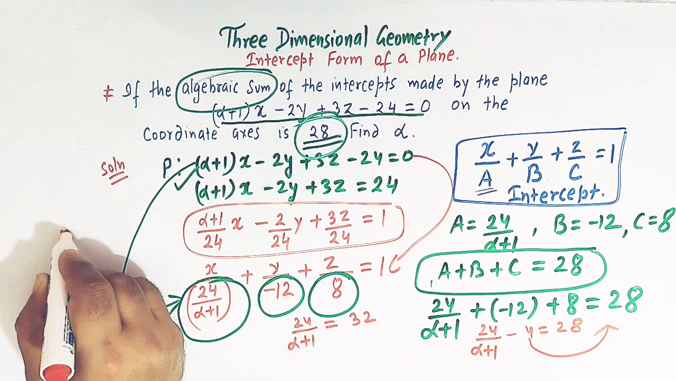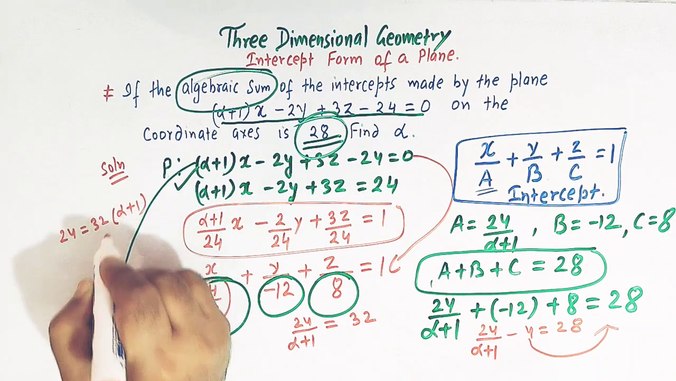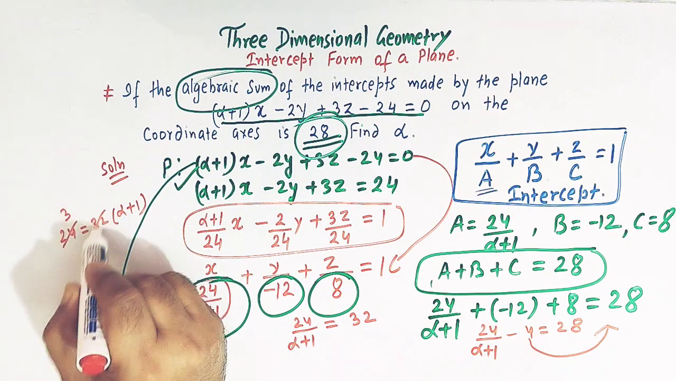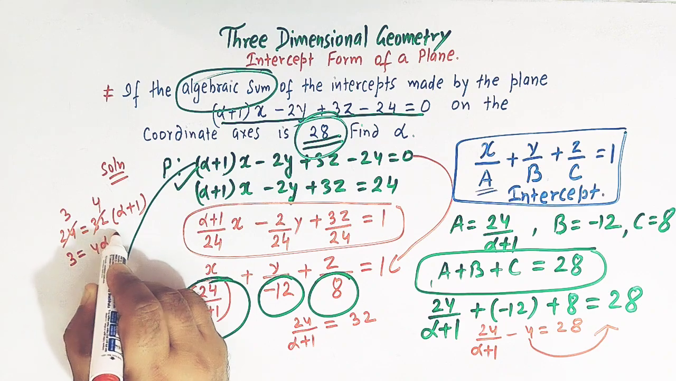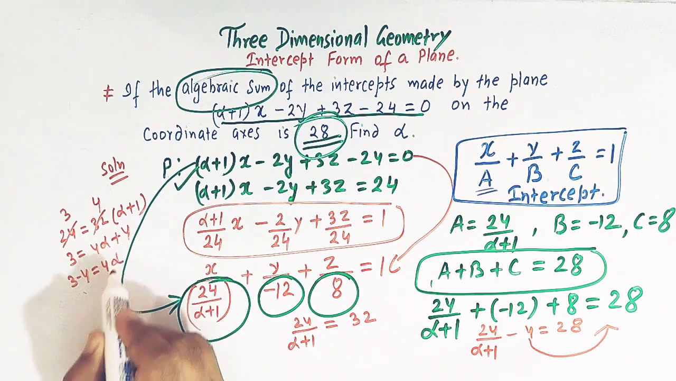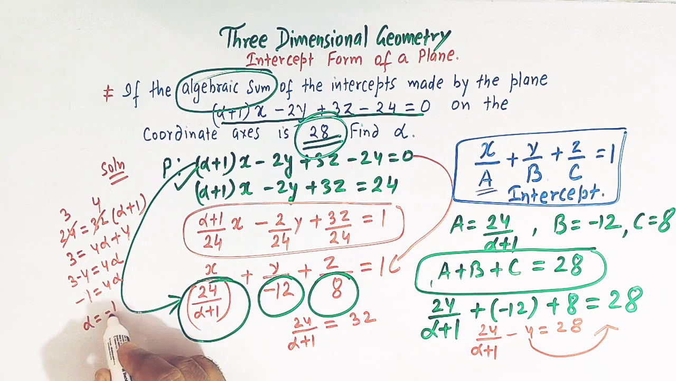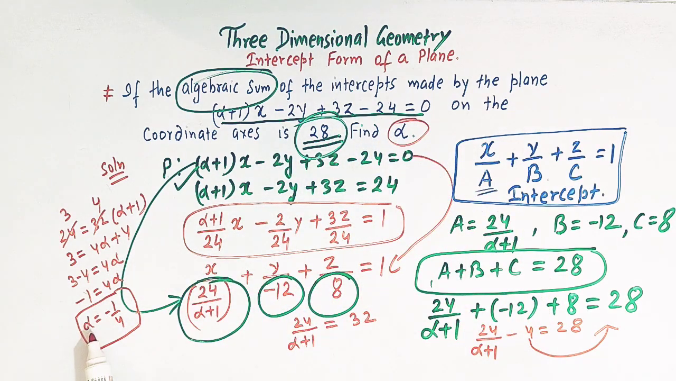So now we have 24 is equal to 32 times (alpha plus 1). Now cancelling the common terms, 8 3s are 24 and 8 4s are 32, so 3 is equal to 4 alpha plus 4. So we have now 3 minus 4 is equal to 4 alpha, so minus 1 is equal to 4 alpha, so alpha is minus 1 over 4. So the required value of this parameter alpha is equal to minus 1 over 4.